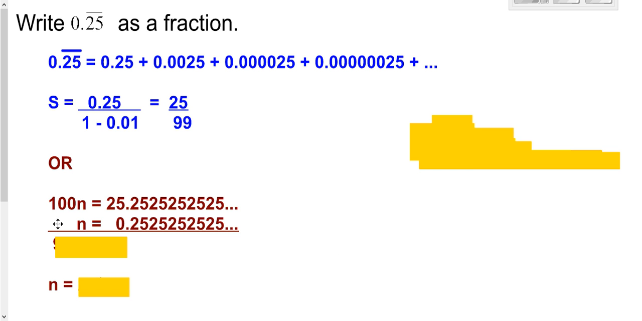Now, if we take the second line away from the top line, so 100n minus 1n is 99n. Over here, when we take the bottom line away from the top line, the 0.25 repeating minus the 0.25 repeating drops out, so you're left with the 25 minus the 0 on the front. So when you divide, you still get 25 over 99. Now in this case, our fraction of 25 over 99 did not simplify. Sometimes when you do this, it will simplify.